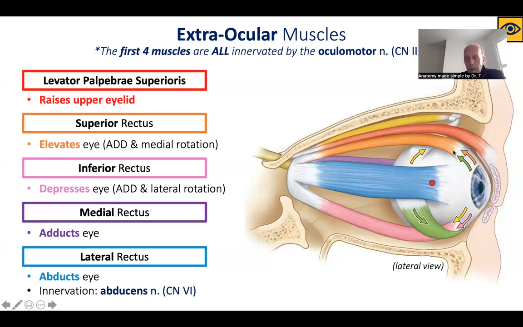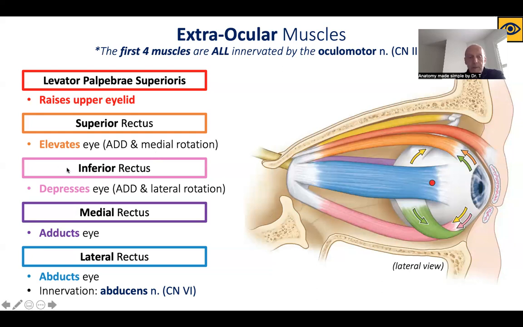Superior rectus, colored in orange, and as you can see, the arrows illustrated here point out directly the movement of the eyeball if this muscle acts alone. We would simply raise the eyeballs up and look up, as I'm trying to do right now in front of the camera. It elevates the eye, and it can add a little bit to adduction and medial rotation when it works with other muscles.